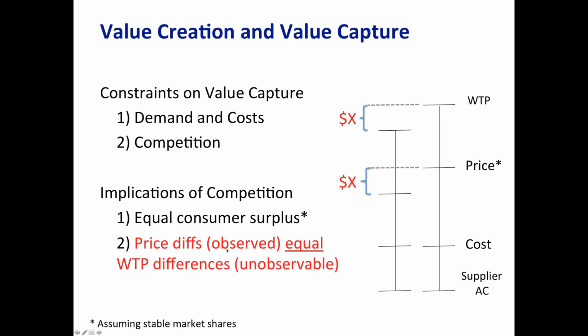What's the second implication? The second implication follows right from the first one. It's that differences in prices between two firms, which you can see, should be roughly equal to the differences in willingness to pay, which you can't see. Right? So here I show this by saying, imagine that firm 2 now has a worse product. It doesn't generate the same willingness to pay. But the shares are roughly stable, right? The market shares of these two firms.